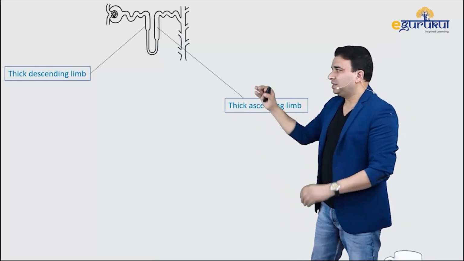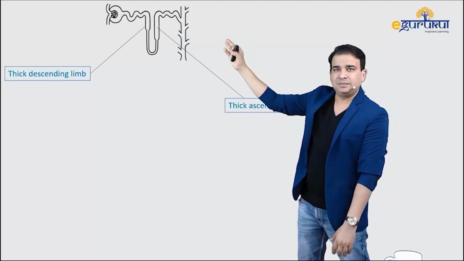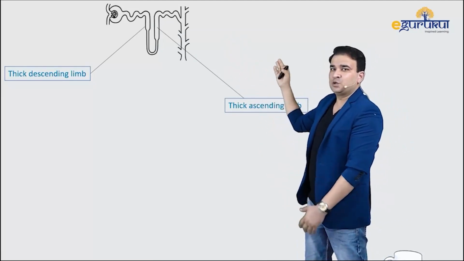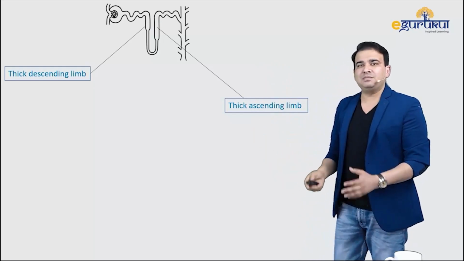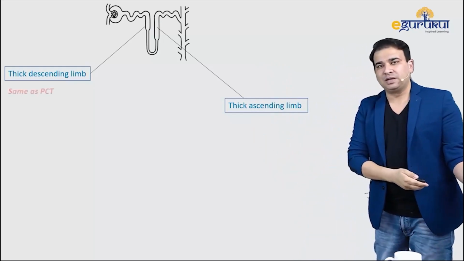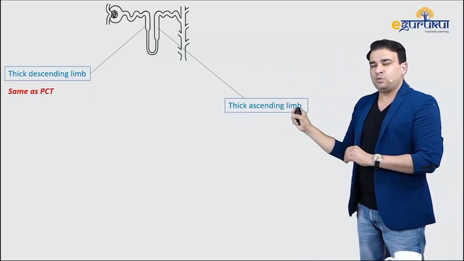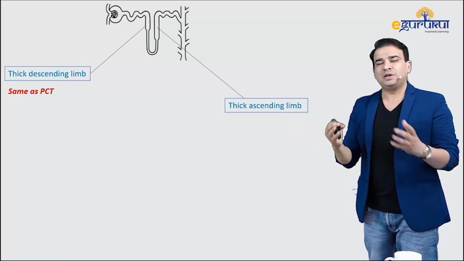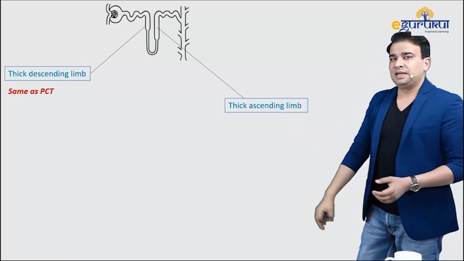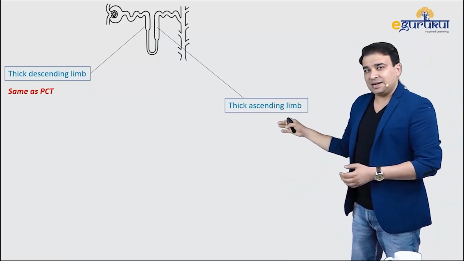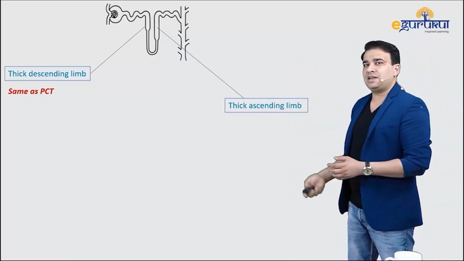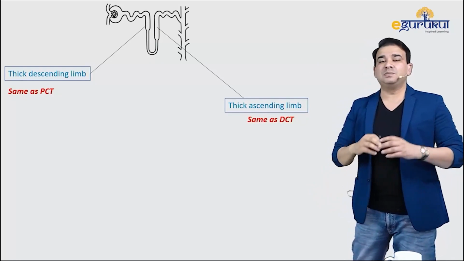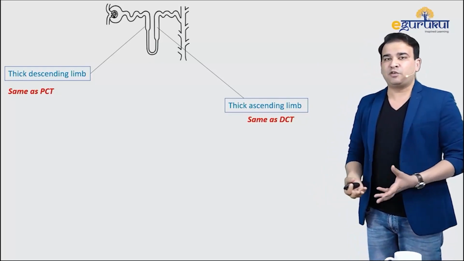The good thing is thick descending limb is close to PCT. And thick ascending limb is close to DCT. So their lining epithelium is exactly corresponding to the same. So the thick descending limb of loop of Henle, if the question is asked, the lining epithelium is just like PCT, which is a simple cuboidal epithelium with a brush border. Whereas the thick ascending limb close to the DCT, the lining epithelium is same as of DCT, which is a simple cuboidal epithelium, which is devoid of the brush border.